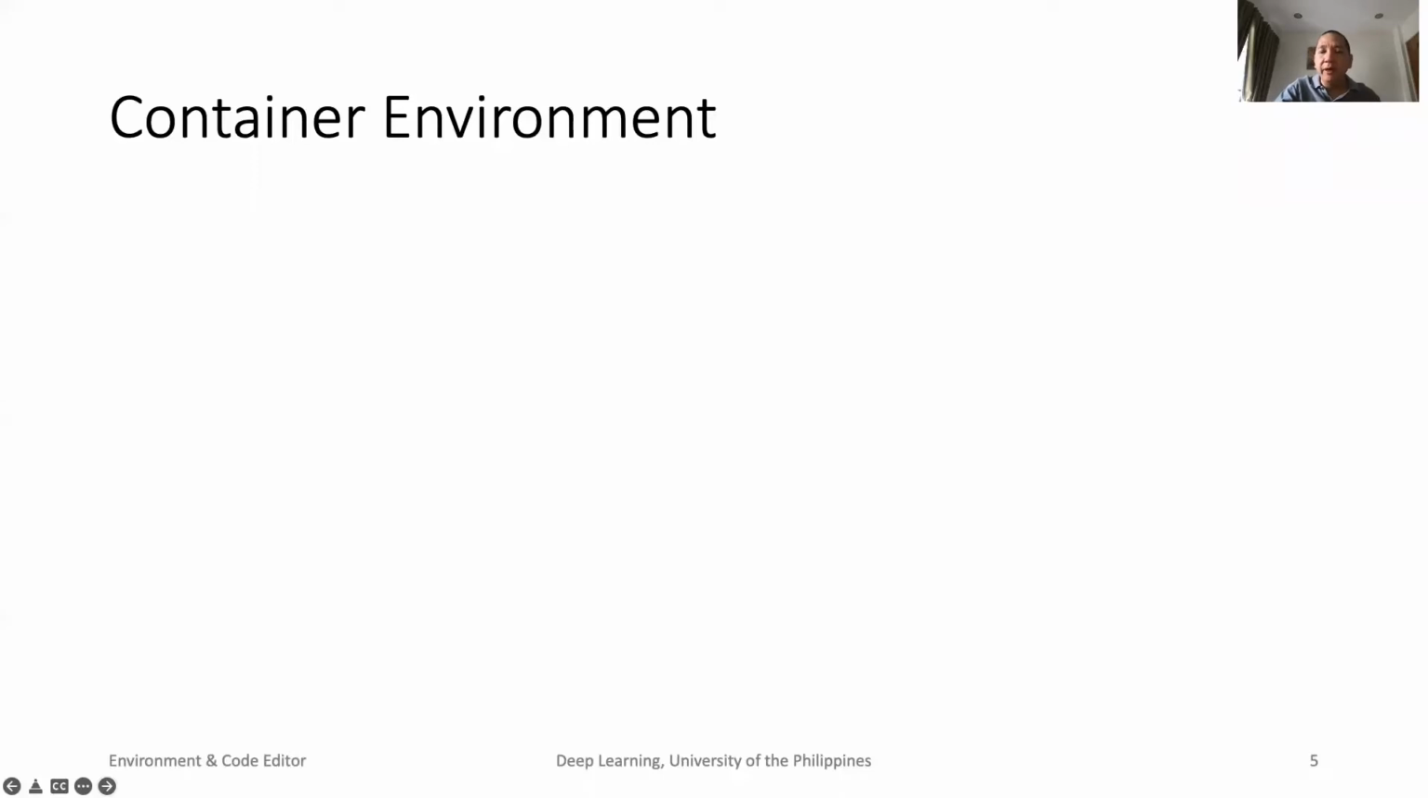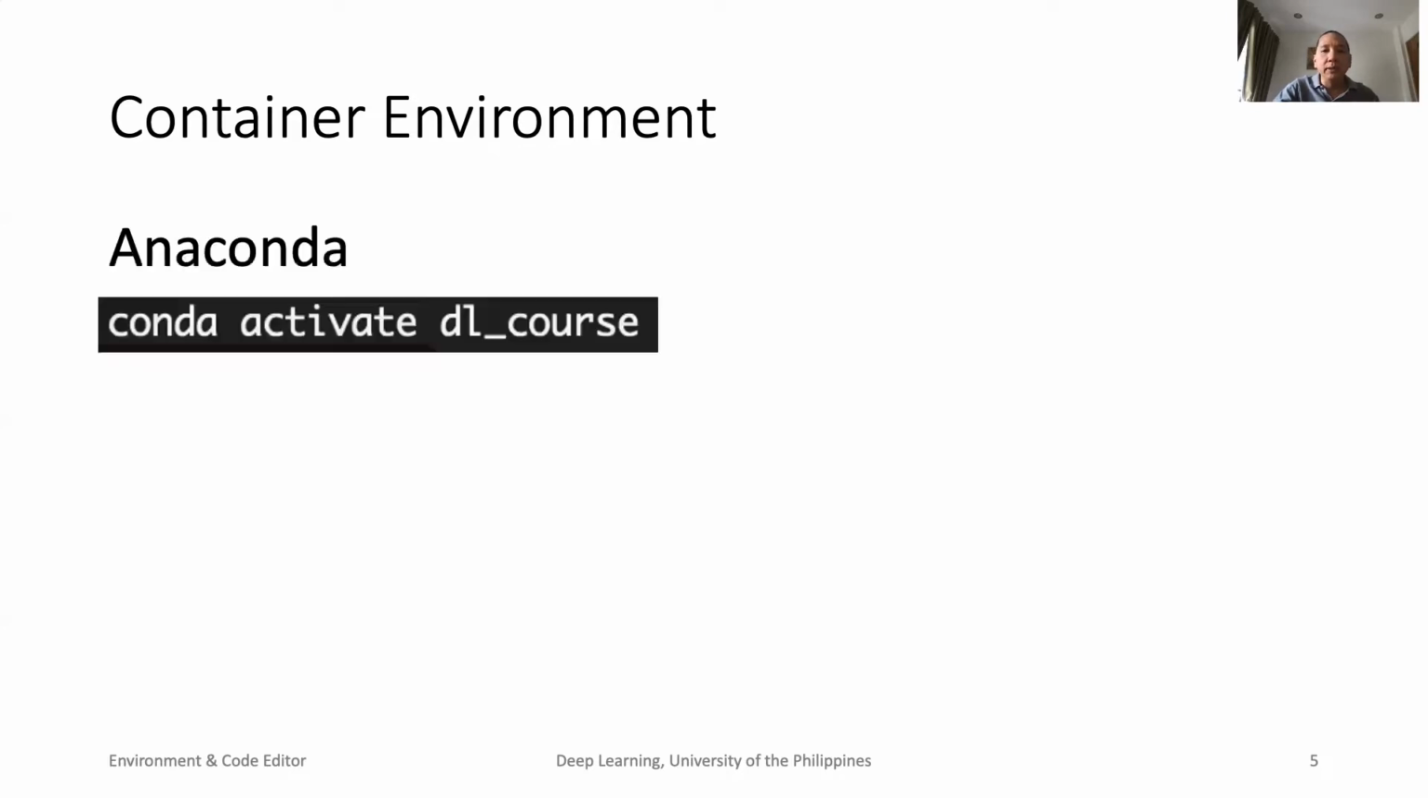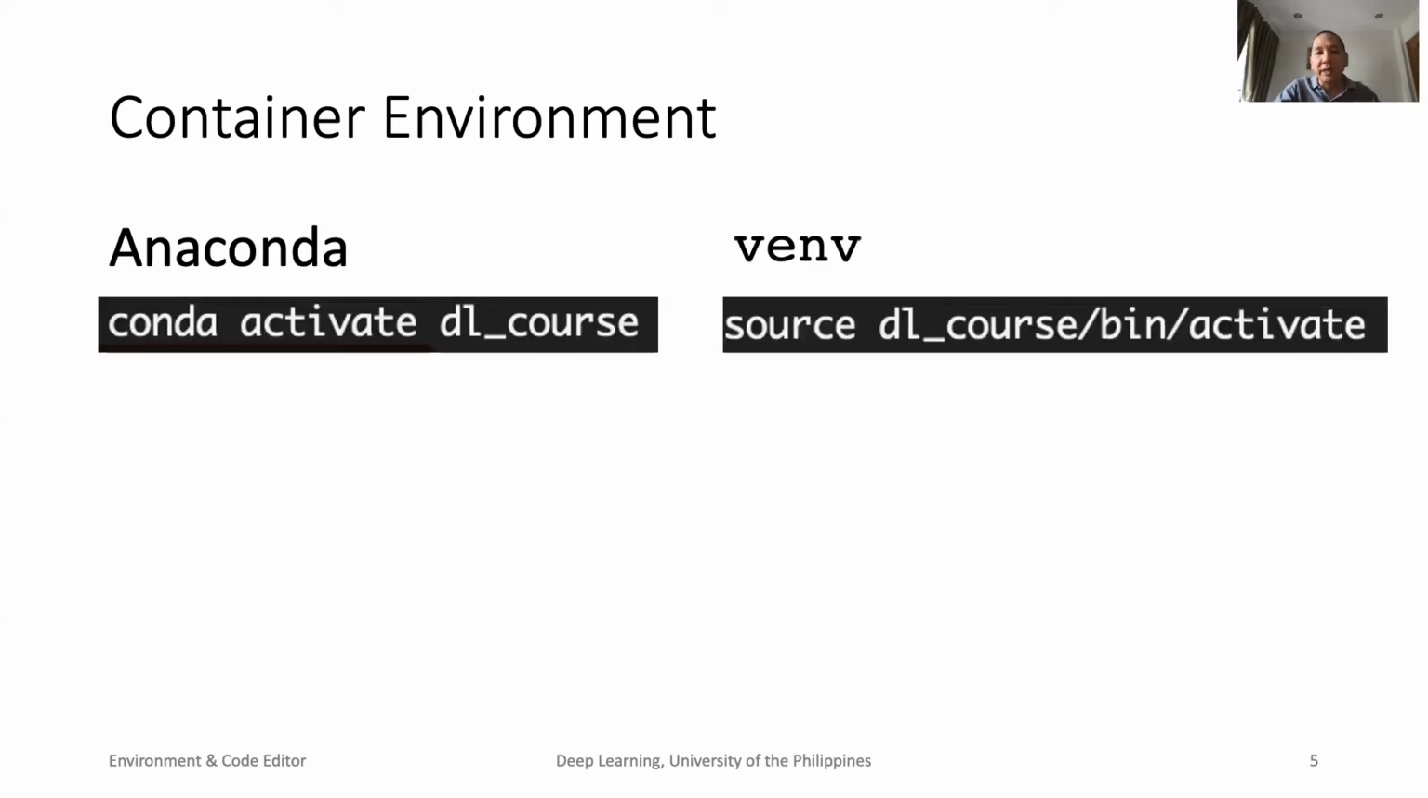After creating the environment, activate it. This is how it is done in Anaconda. And this is how to activate a VM environment. Usually, there are built-in data science packages in Anaconda. For the virtual environment, you have to install the packages that you need one by one using pip.